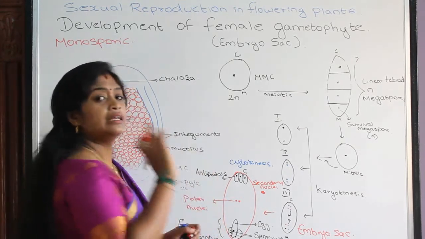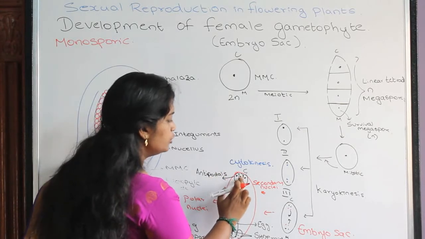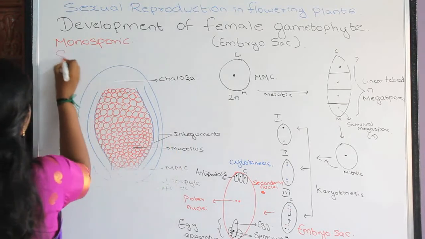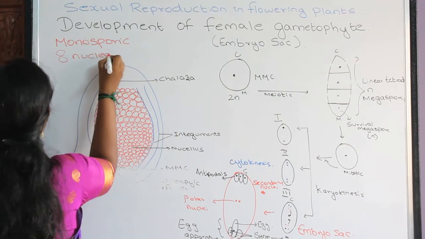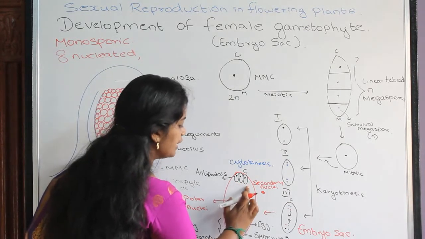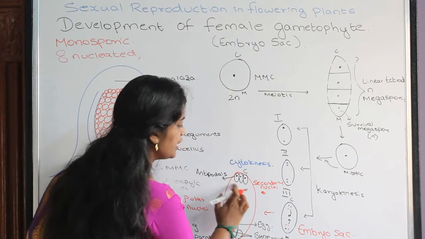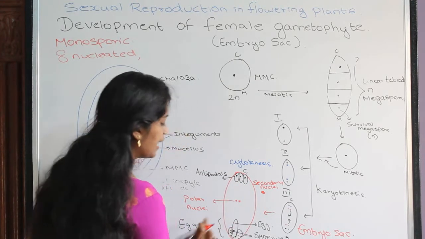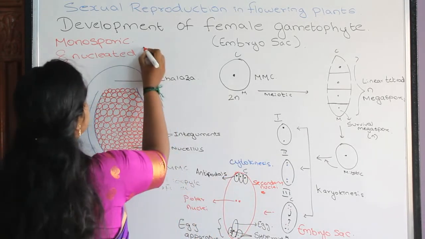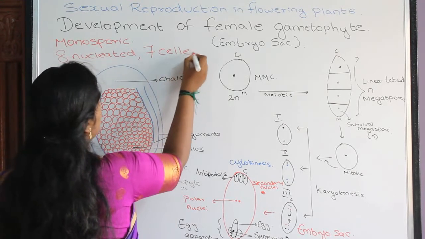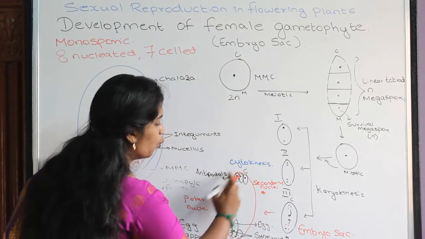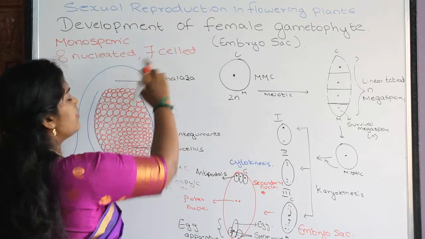Now we will count the nuclei present: 1, 2, 3, 4, 5, 6, 7, 8. It is 8 nucleated. Let's count the cells: 1, 2, 3, 4, 5, 6. That is 3 antipodals, 3 egg apparatus, 1 complete embryo sac. That is, it is 7-celled. 3 antipodals, egg apparatus 3, and 1 complete embryo sac makes it 7-celled.